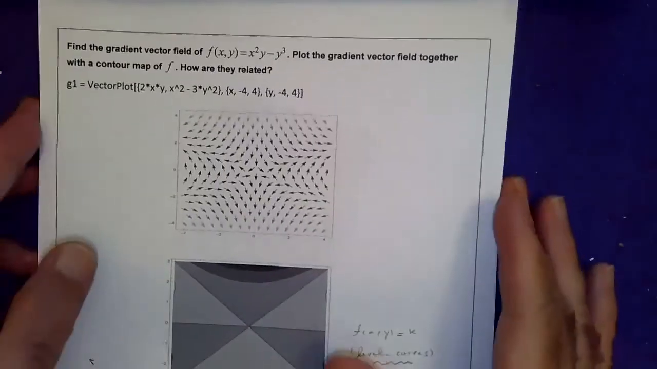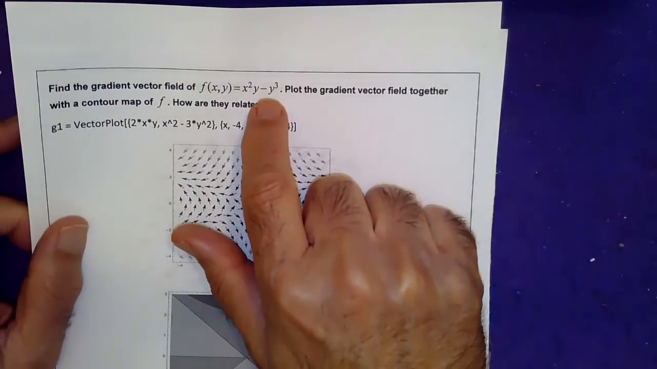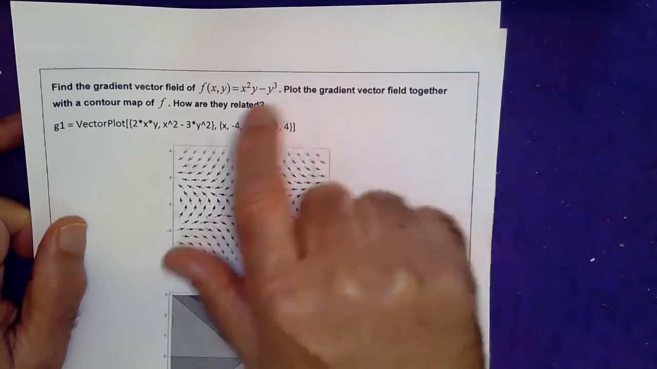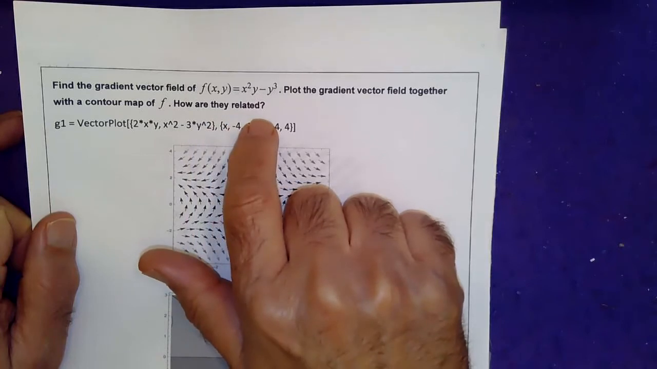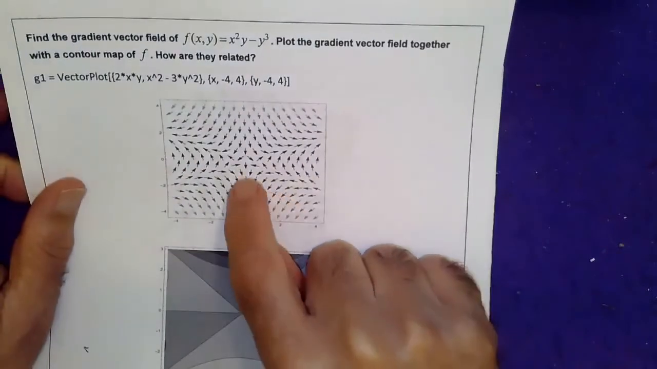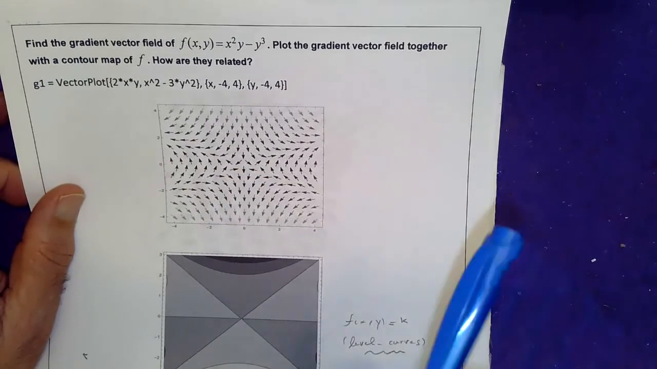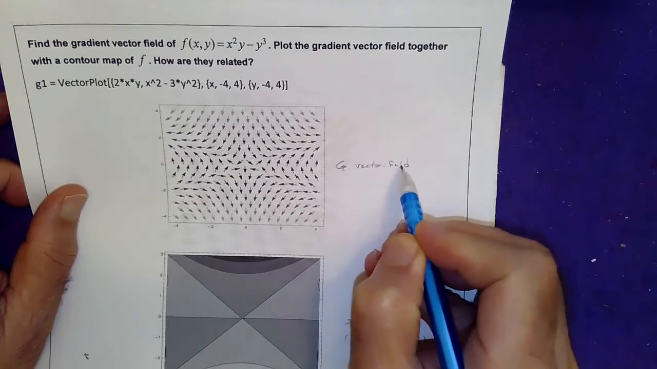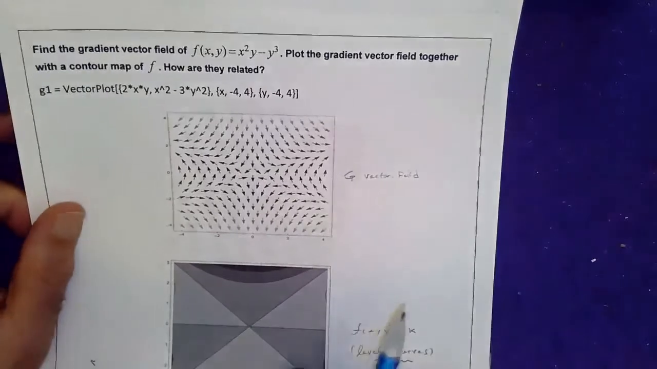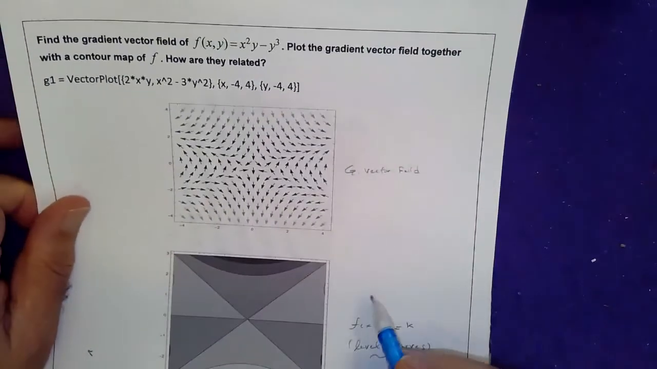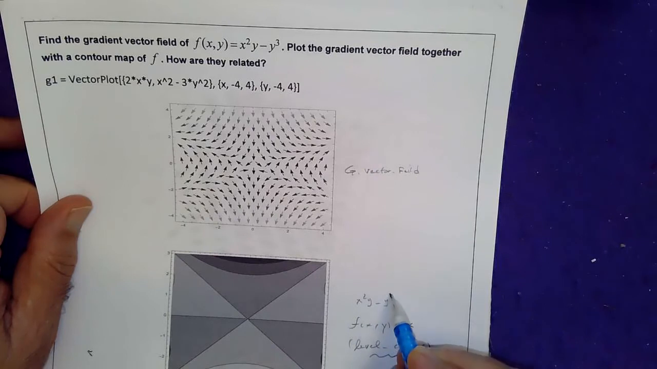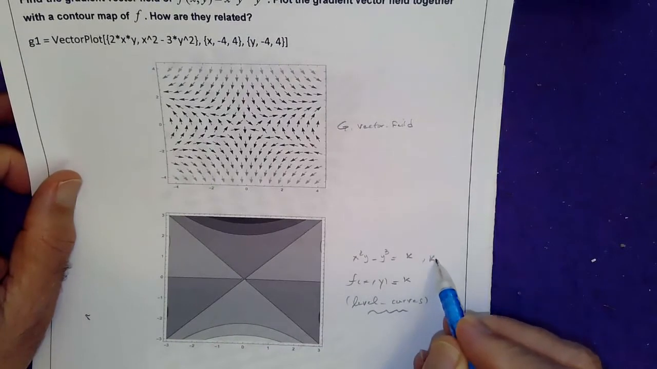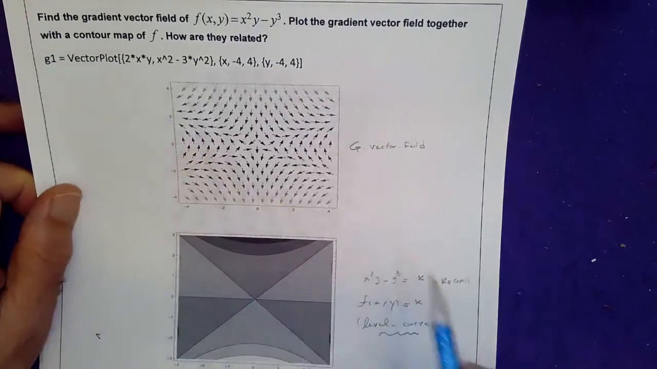Suppose this is the scalar function x squared y minus y cubed. The question is, plot the gradient vector field together with the contour map. How are they related? Well, here is the gradient field, a gradient vector field. This is how it looks for this particular scalar function. These are the level curves, that's if you set x squared y minus y cubed equal to k, where k is a constant. So these are called contour maps.